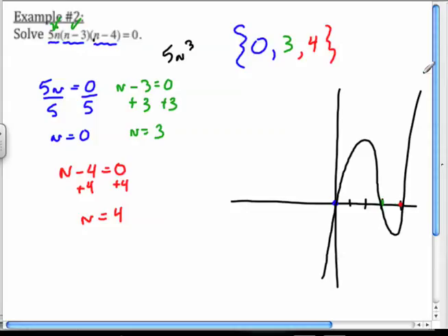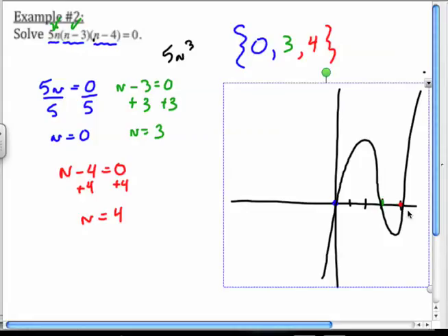We did the same thing with quadratics. They have 2 x-intercepts, and that helps us graph. Well, cubics have 3 x-intercepts, and that helps us graph. All right? Okay, good job, guys.